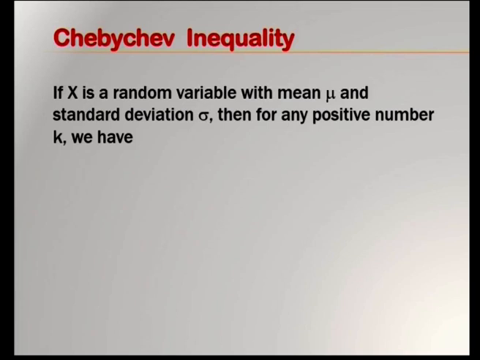We will go ahead with the definition of Chebychev inequality, that is, if x is a random variable with mean mu and standard deviation sigma, then for any positive number k, we have P of modulus of x minus mu is greater than or equal to k sigma is less than or equal to 1 by k square. This is one format of Chebychev inequality.